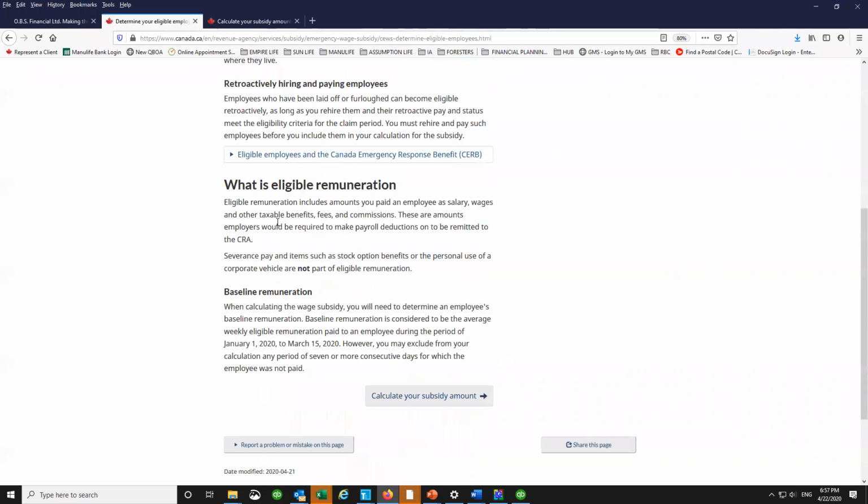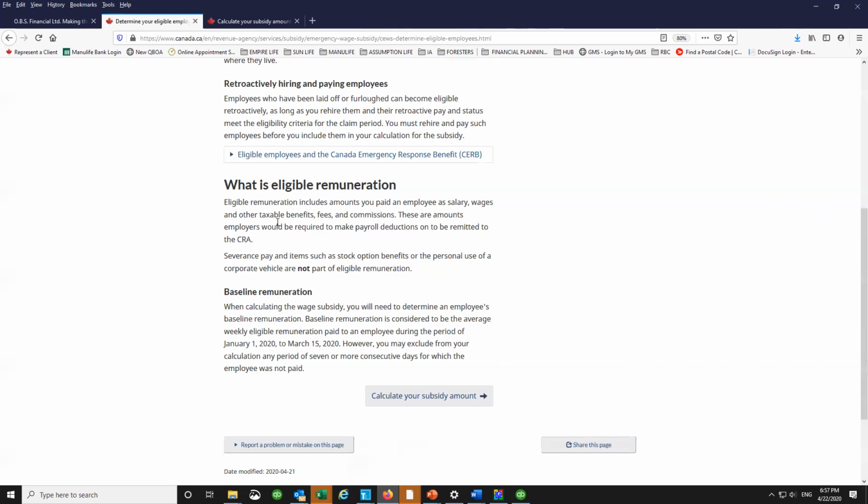So the Canada Revenue Agency, or the Government of Canada, says that eligible remuneration includes amounts you paid an employee as salaries, wages, and other taxable benefits, fees, and commissions. These are amounts employers would be required to make payroll deductions on and to be remitted to the CRA. So in other words, these are taxable amounts.